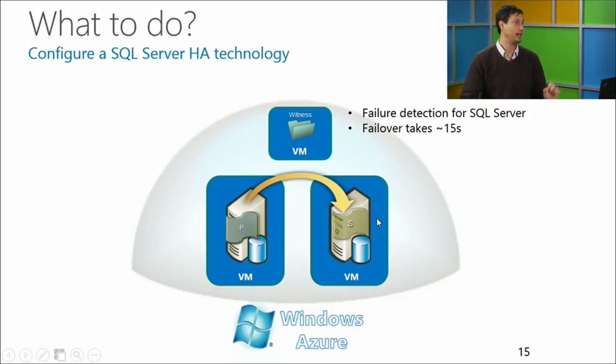Now, what this provides is failure detection for SQL Server. So if there is anything impacting SQL Server, for example, a continuous out-of-memory situation, that will be detected by the SQL Server HA technology, and then the failover will take very little time. It's around 15 seconds. And 15 seconds is a lot better than 15 minutes, for example. So if you want to have that very high level of high availability, you can do this.